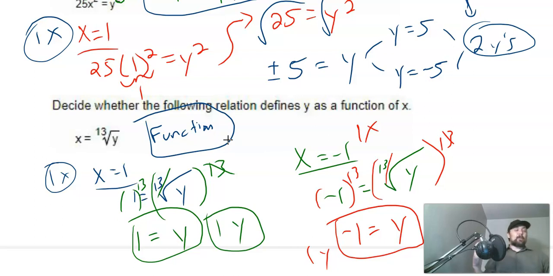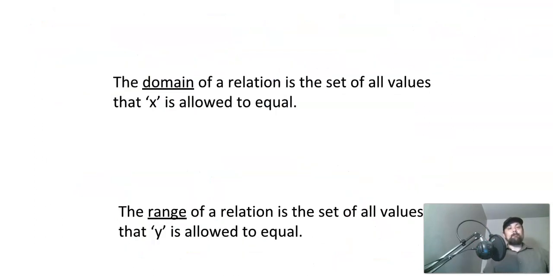Now, if we pick a different number like 2 or 5, and you raise that to the 13th power, you're going to get big numbers as a result. But it will still follow the pattern of I choose a number for x, I get one answer for y. That's going to happen every time. So this equation is a function. All right.